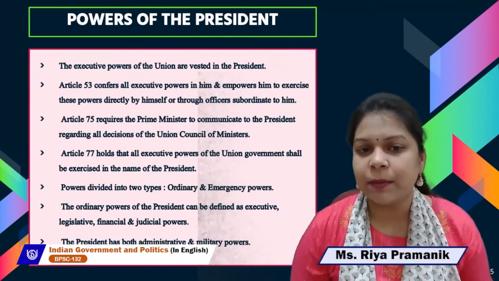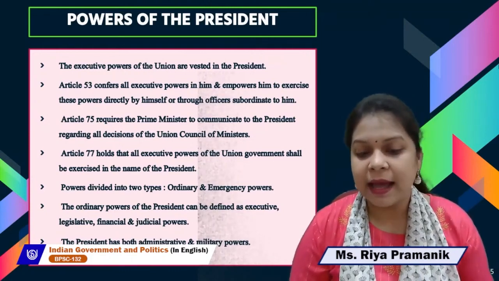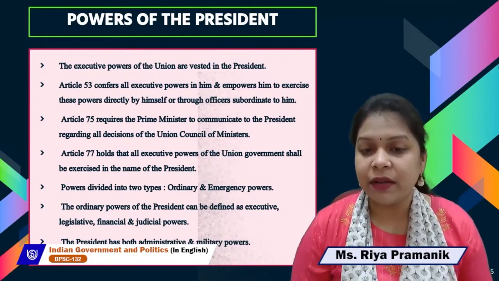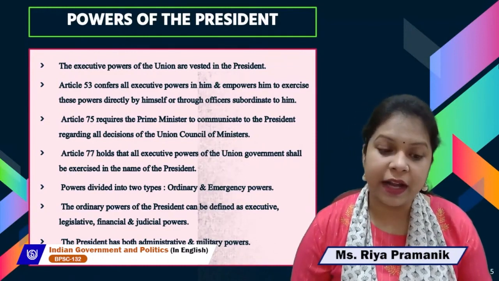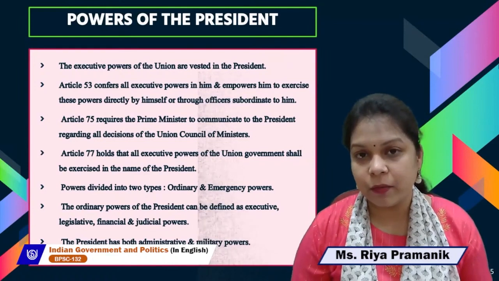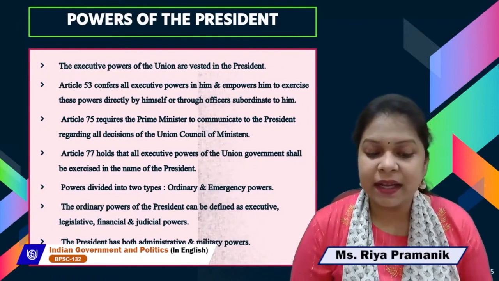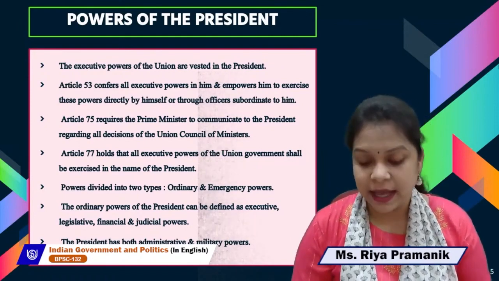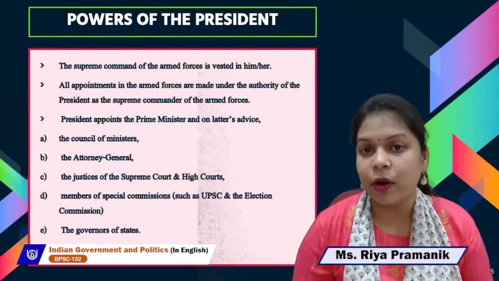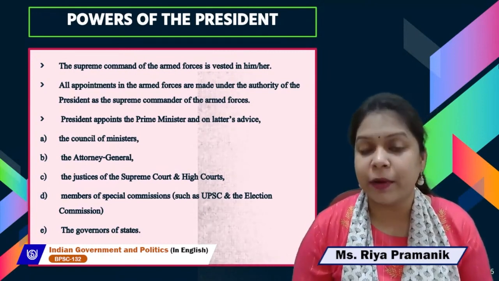Powers are divided into two types. The president's power is divided into two types. The first type is ordinary powers, and the second one is the emergency powers. The ordinary powers of the president can be defined as executive, legislative, financial, and judicial powers. I will be talking about the emergency powers of the president in detail in our next slides. The president has both administrative and military powers as well. The supreme command of the armed forces is vested in him or her. So the supreme command of the armed forces is vested in the president.